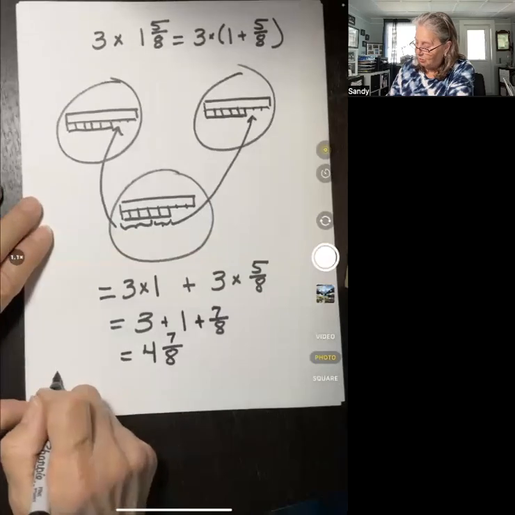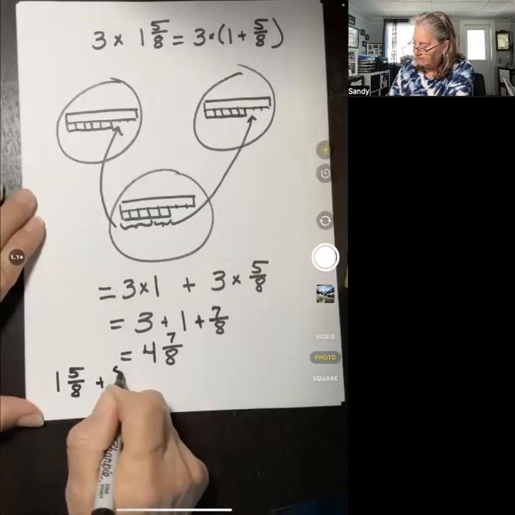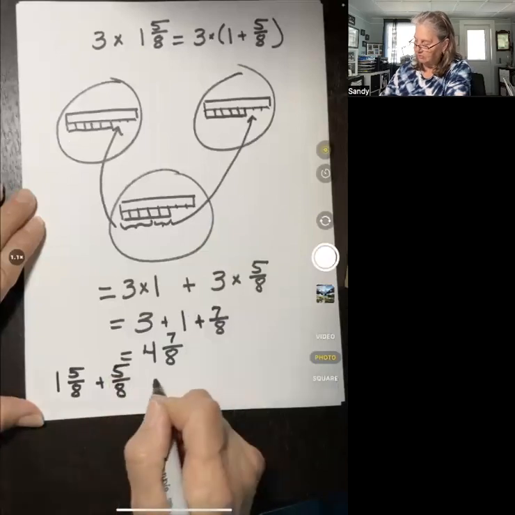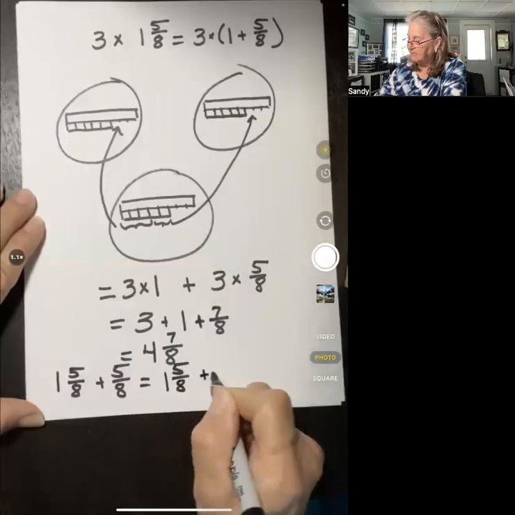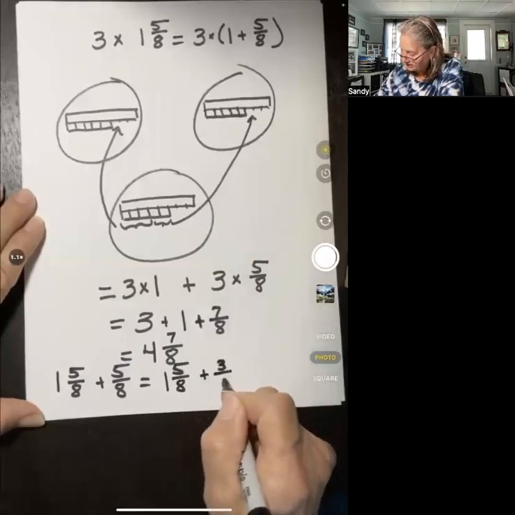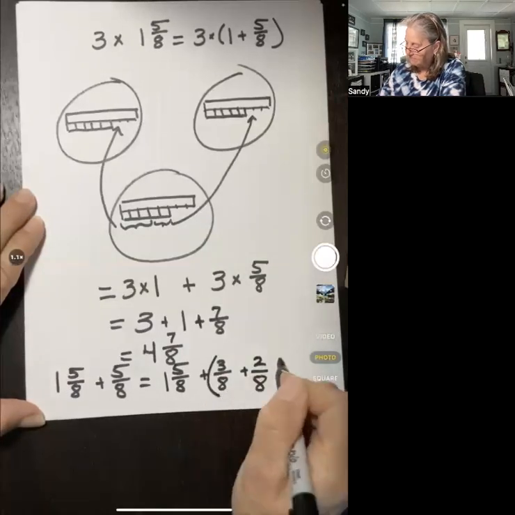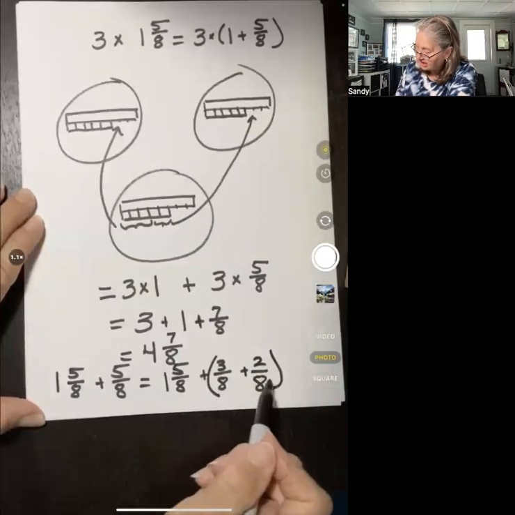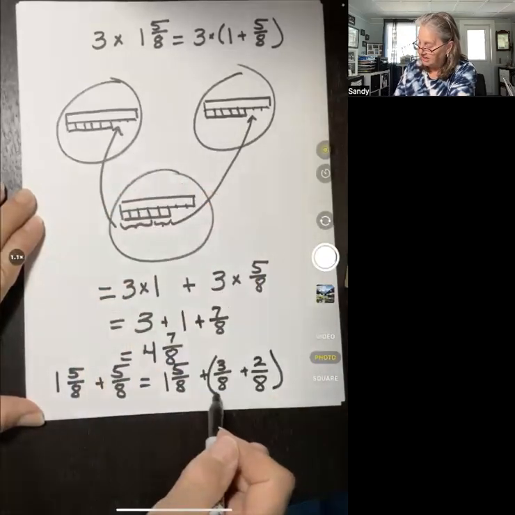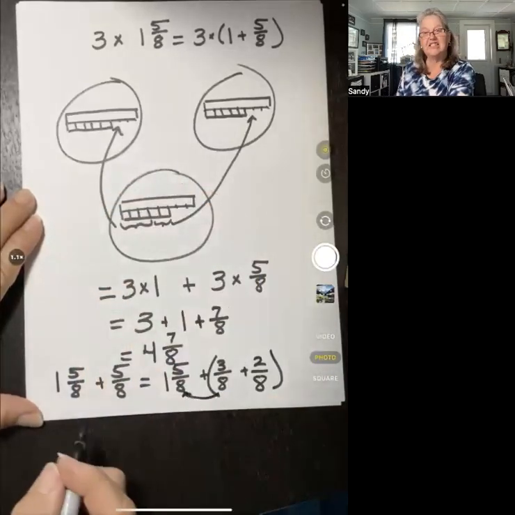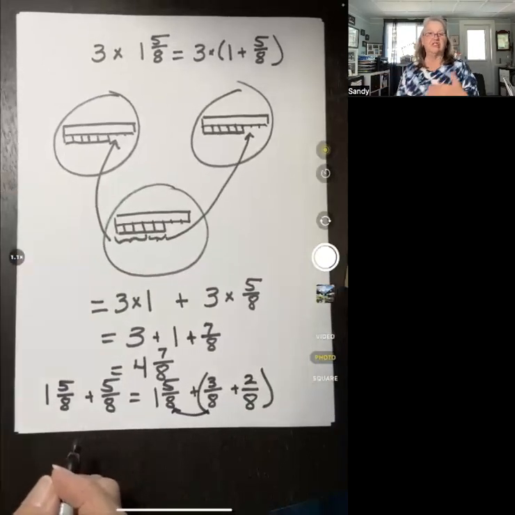To add 1 and 5/8 put together with 5/8, what did I do? I thought of that 5/8 as 3/8 put together with 2/8. Instead of associating it here, what did I do? I moved it up and associated it with the 1 and 5/8. That's how I got 2 and 2/8. So we're using the associative property.